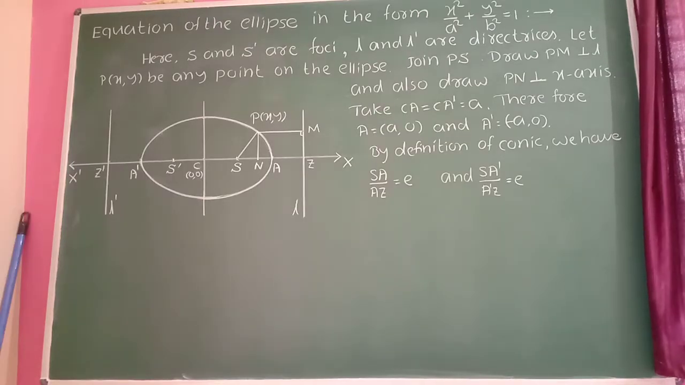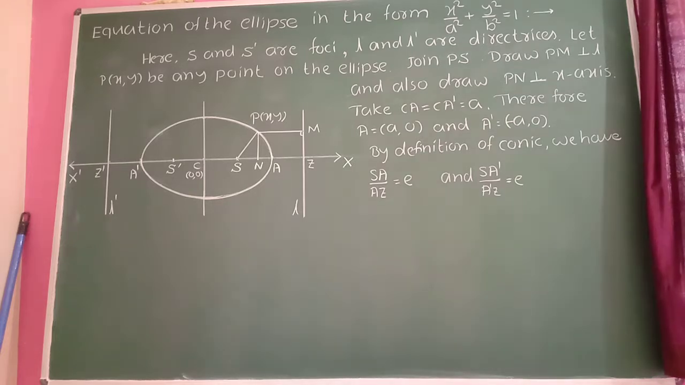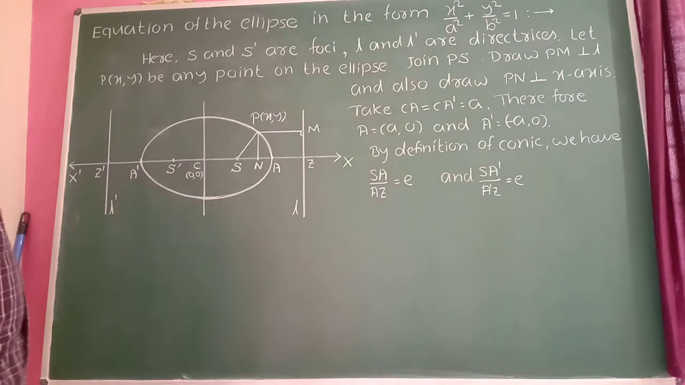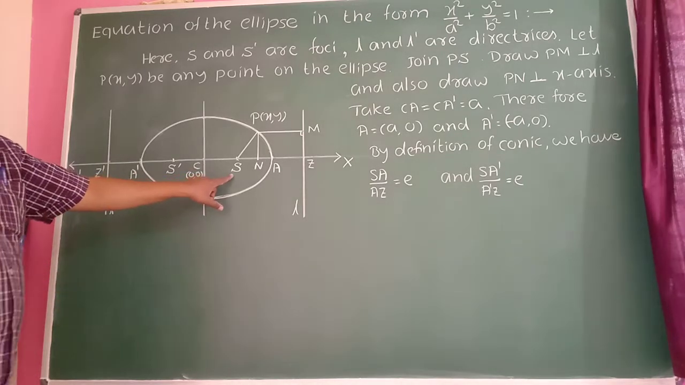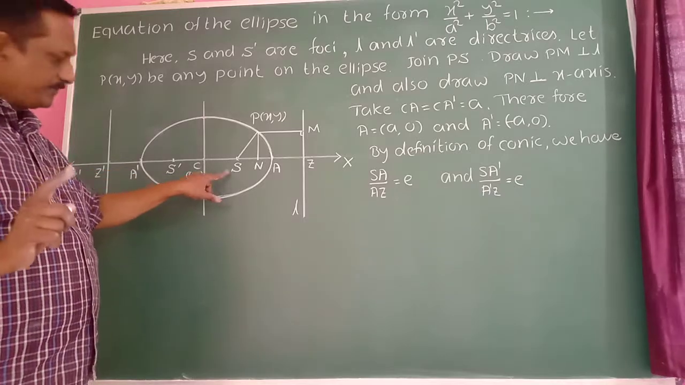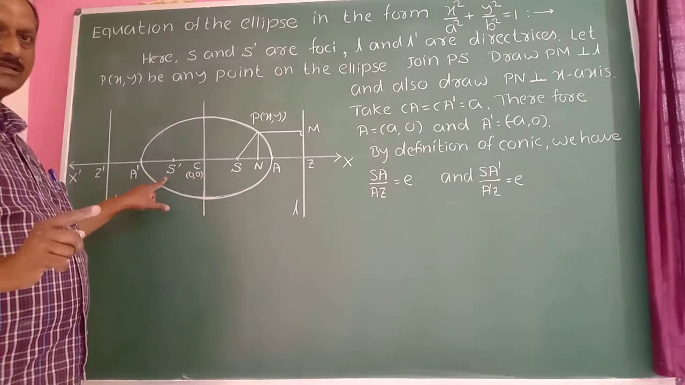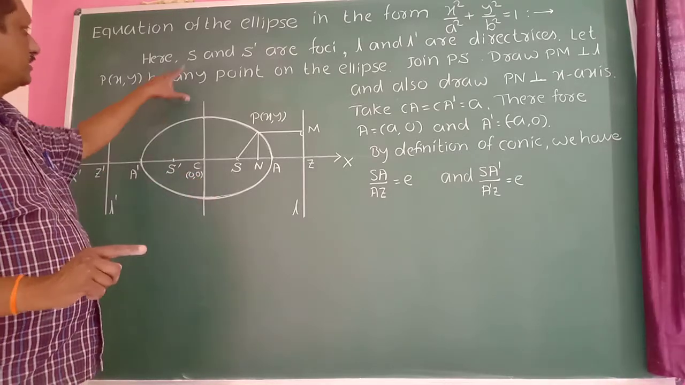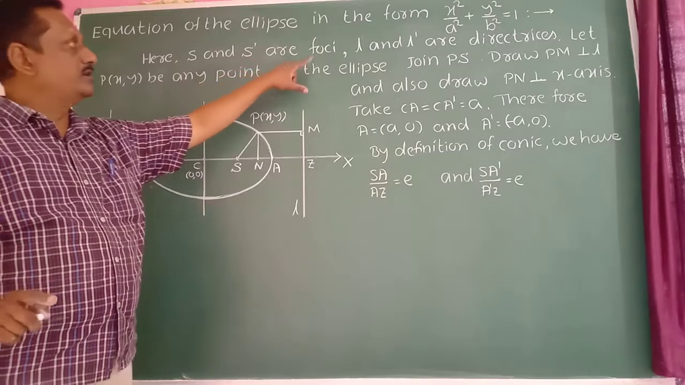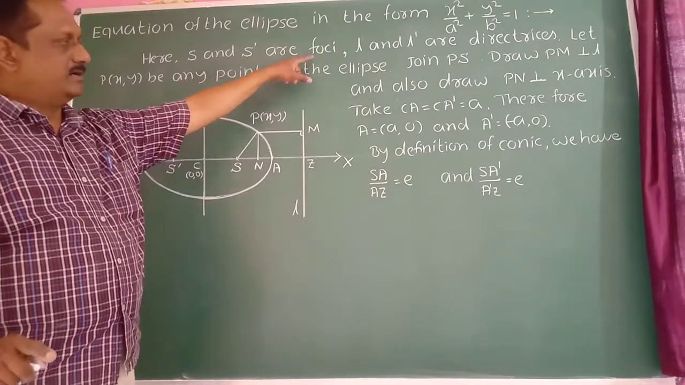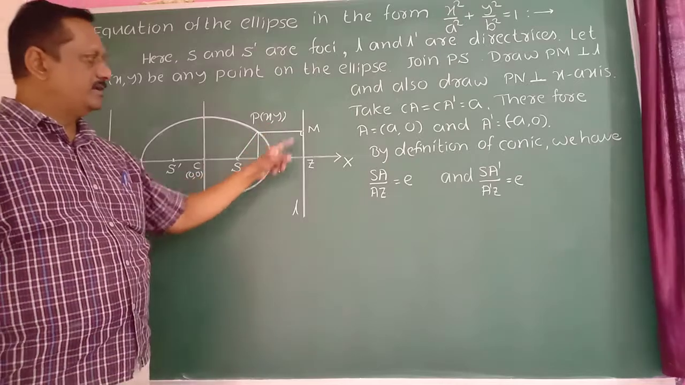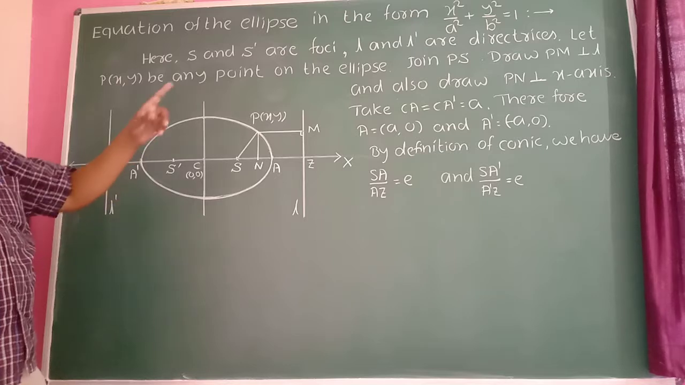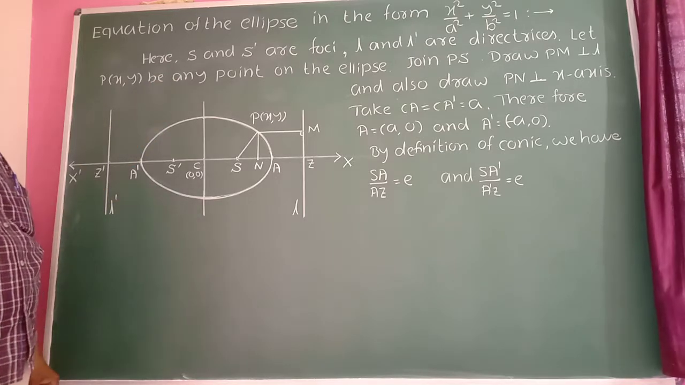So the equation of the ellipse is in the form x square by a square plus y square by b square is equal to 1. This is the diagram. Here are two fixed points. S is one focus, S dash is one more focus, so S and S dash are foci, which is the plural form. L is one directrix and L dash is one more directrix, so two directrices. Therefore, L and L dash are the directrices.